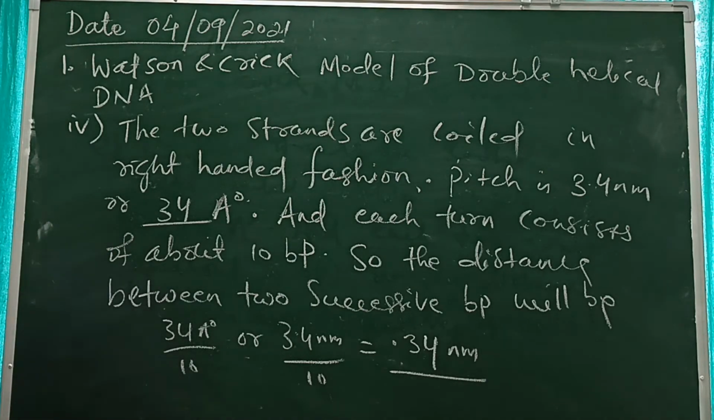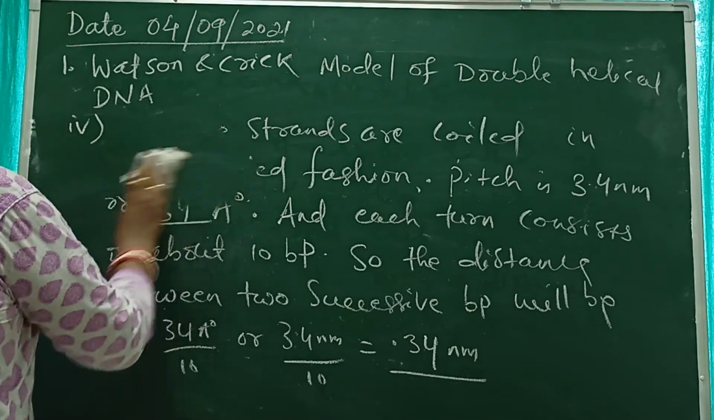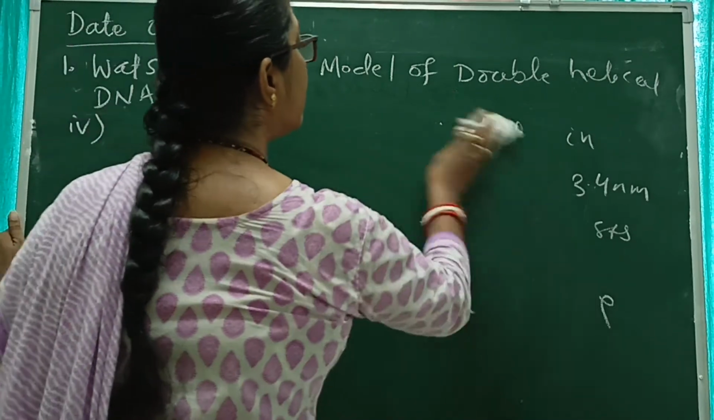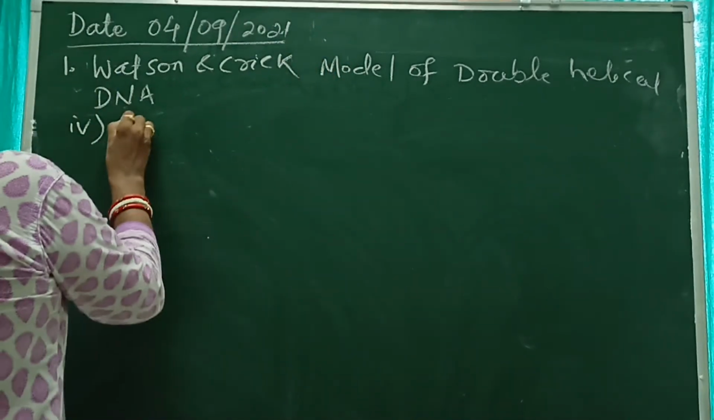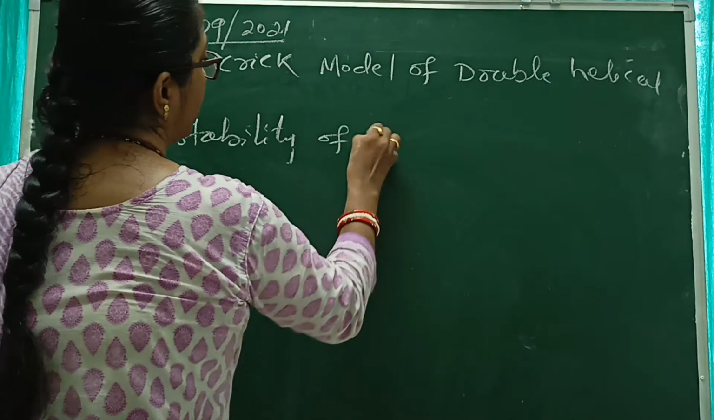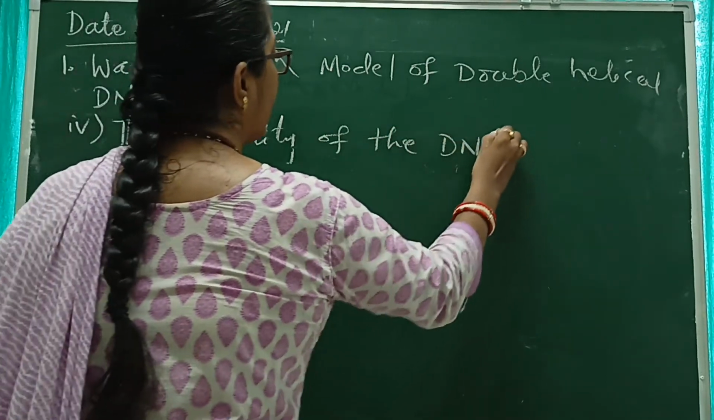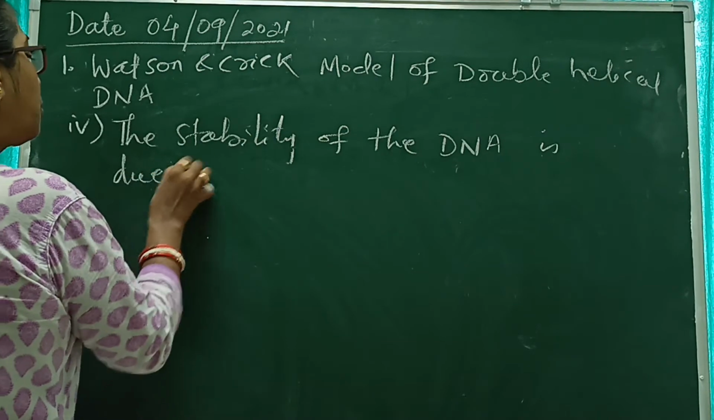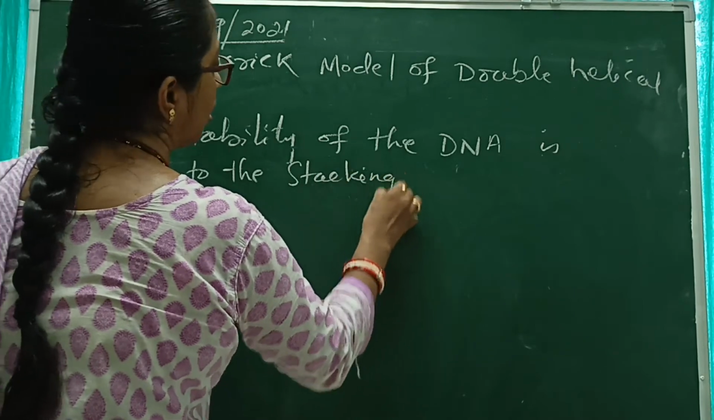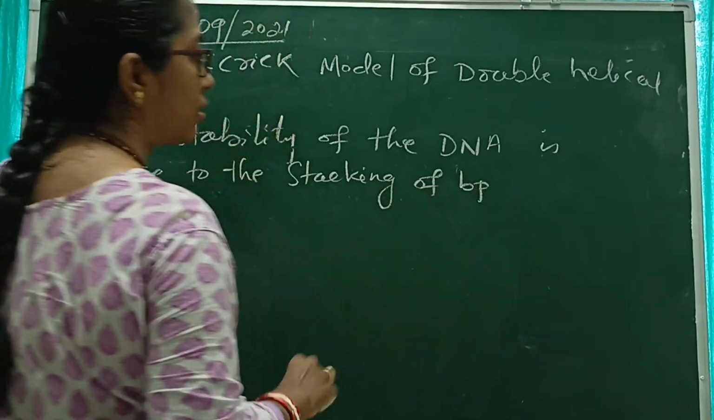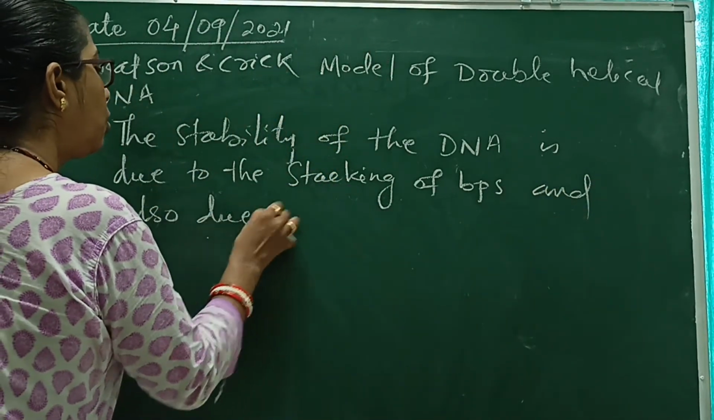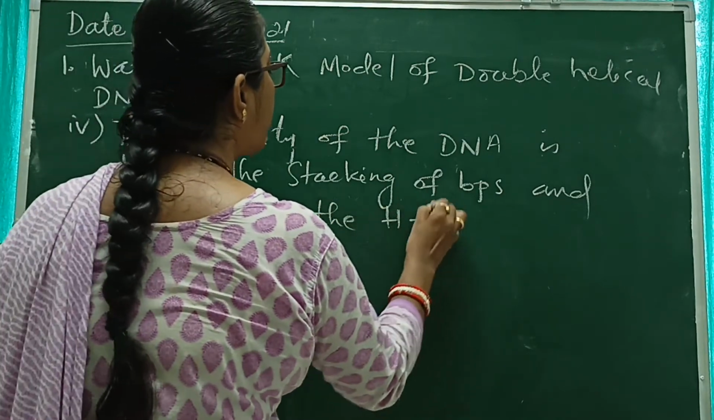Okay, so in this way we can find out the distance as well as the length of DNA molecule. One more thing, the fifth point is that the DNA is stable, more stable. The stability of DNA is due to the stacking of base pairs and also due to the hydrogen bond.